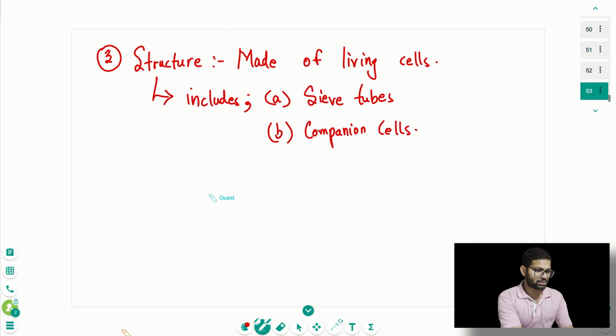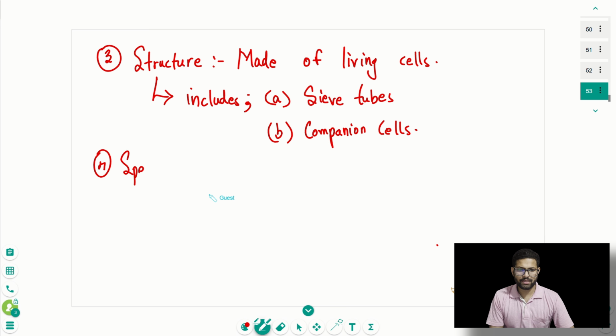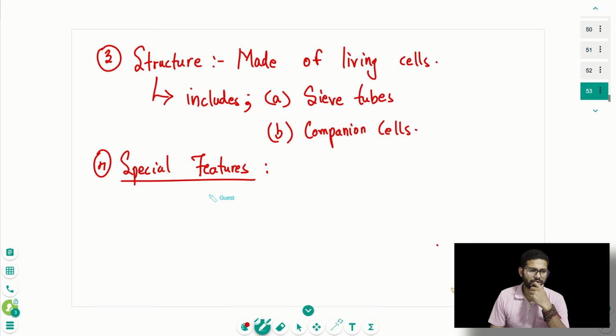Now, before we proceed, let me get this in a different page. In case of your sieve tubes and all, we already have a few things. Now there are a few other things here, the fourth one, the special features. Now, what are the special features? We'll have to discuss that. When it comes to the special features, it has sieve tubes, right? I've told you it has sieve tubes.